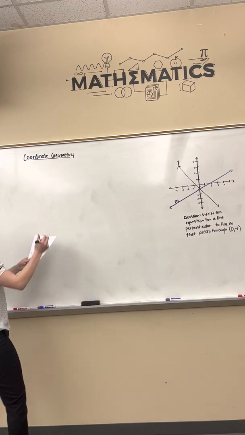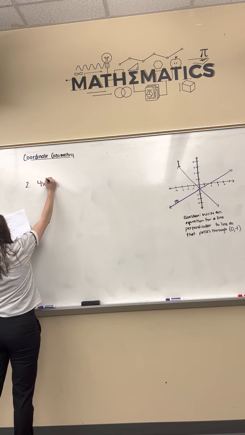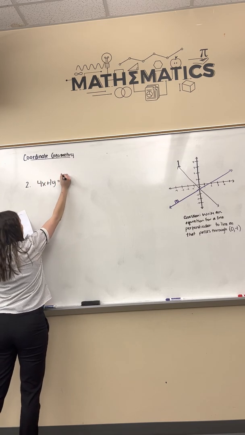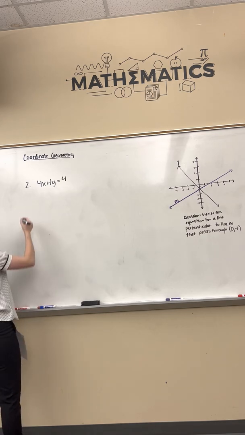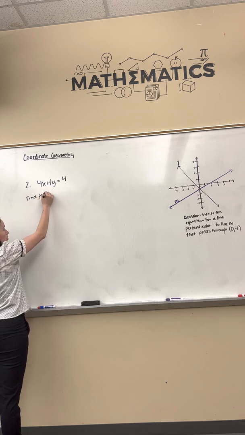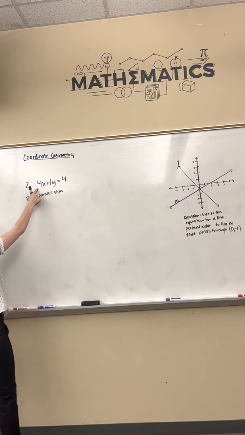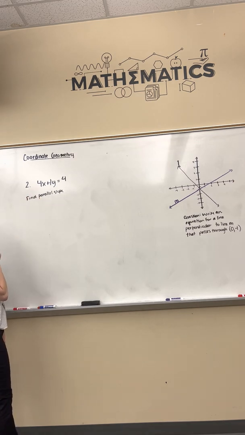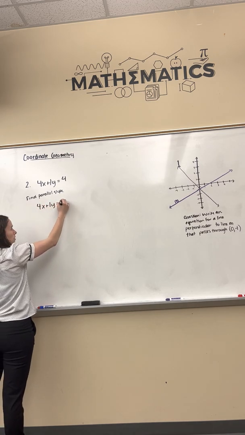Okay, so the next one, we're given this equation, 4x plus 1y equals 4, and we want to find the parallel slope. Well, if you notice, this is in standard form. We want to put it in slope-intercept form so that we can find the slope better.